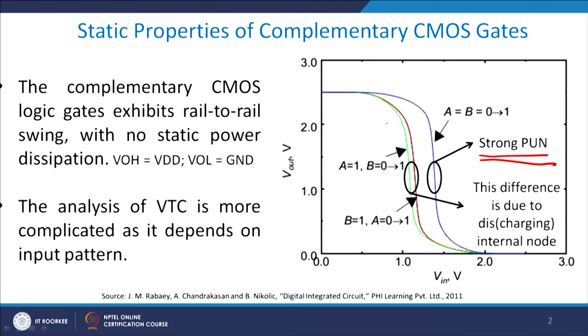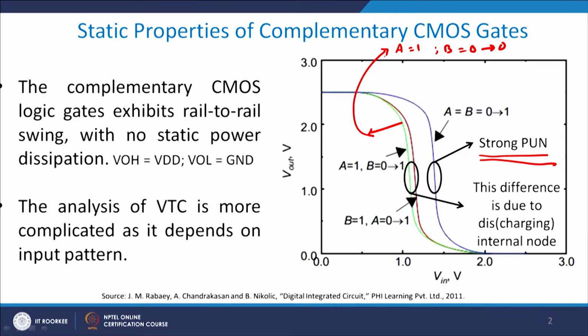Now, let us come to the second case, when A equals 1 and B goes from 0 to 1, which is the green curve which you see in front of you. This is the criterion which I am using: for A equals 1, B goes from 0 to 1.